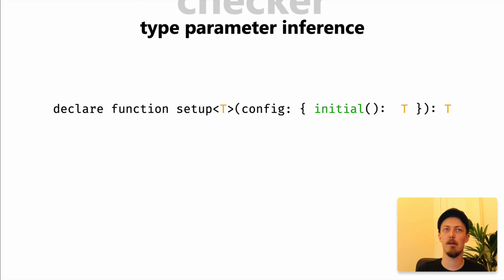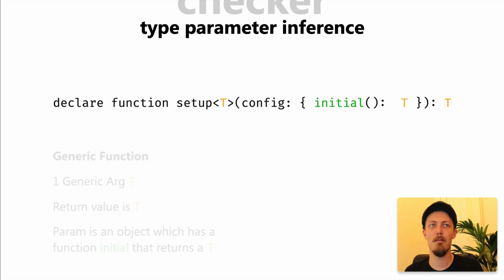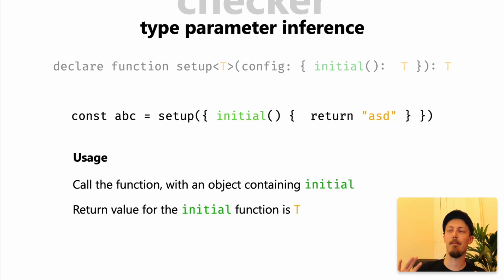So in order to understand what T is by inference, you need to define an object with a function that has a return type, and that return type is what we're going to say is going to be T in this case. So to understand that, you need to first think, okay, there's a generic argument called T, it has a return value that is also T, and then the param of that is the object.